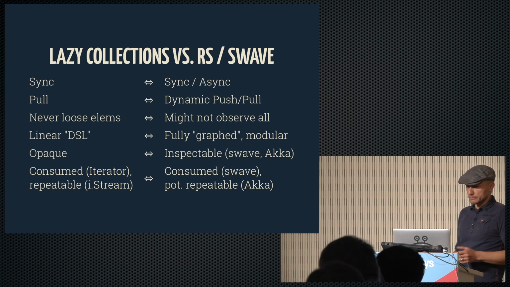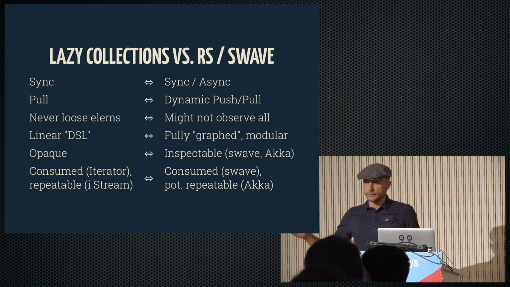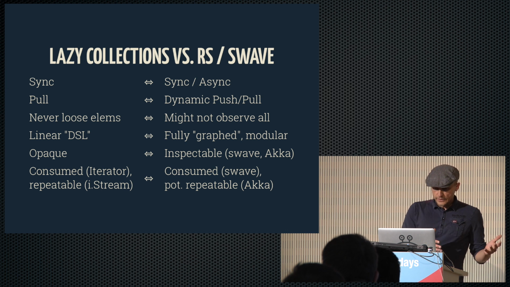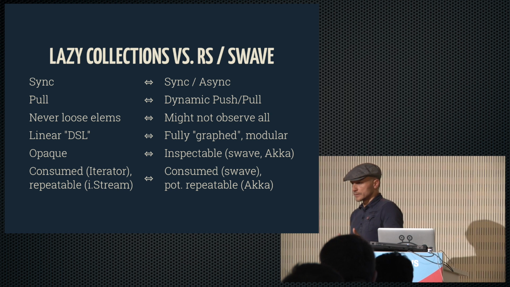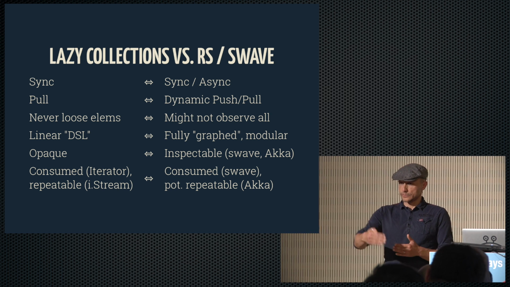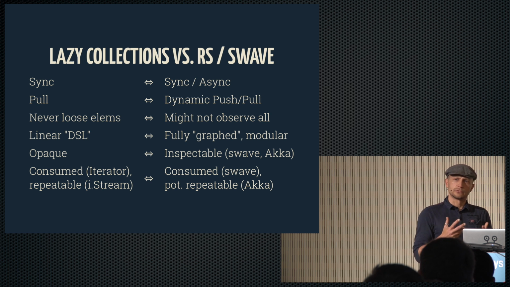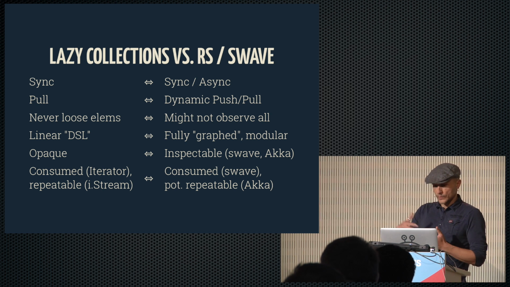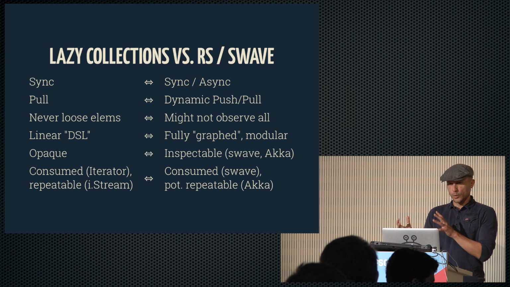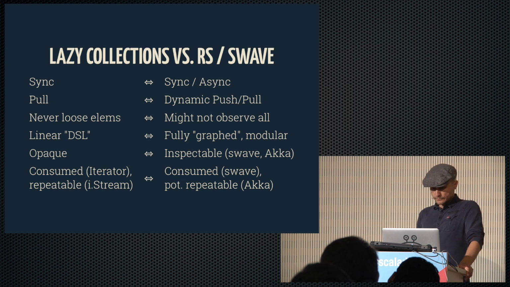In the general case, maybe you are too late to subscribe to a stream, and there might be elements already gone by. It's live. It might be a live thing. Lazy collections have a linear DSL, a very simple one. If you look at immutable Stream, then you can map, flatMap, and those things. But there's no graph, really. Whereas with Akka Streams, as you know, you can build graphs, arbitrarily large ones, and it's more modular. You can draw boxes and reuse them.